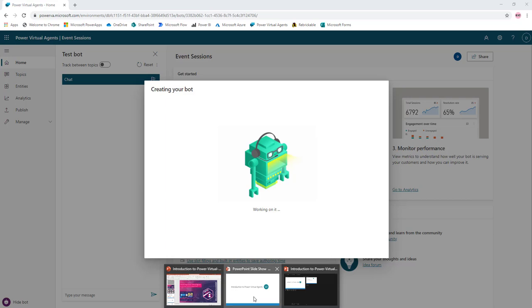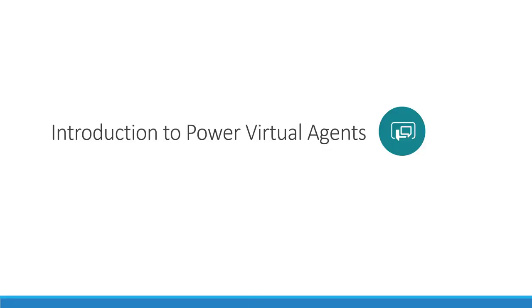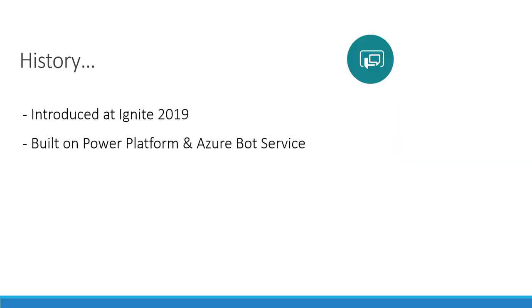In my slide deck over here, I want to give you an introduction of Power Virtual Agents, because that's the whole premise of this session. The history of it: it was introduced at Ignite 2019. That's when they first introduced it and talked about the new chatbot system, which is going to be either no code or low code. They also talked more about it. It says it's built on the Power Platform and the existing Azure Bot Services.